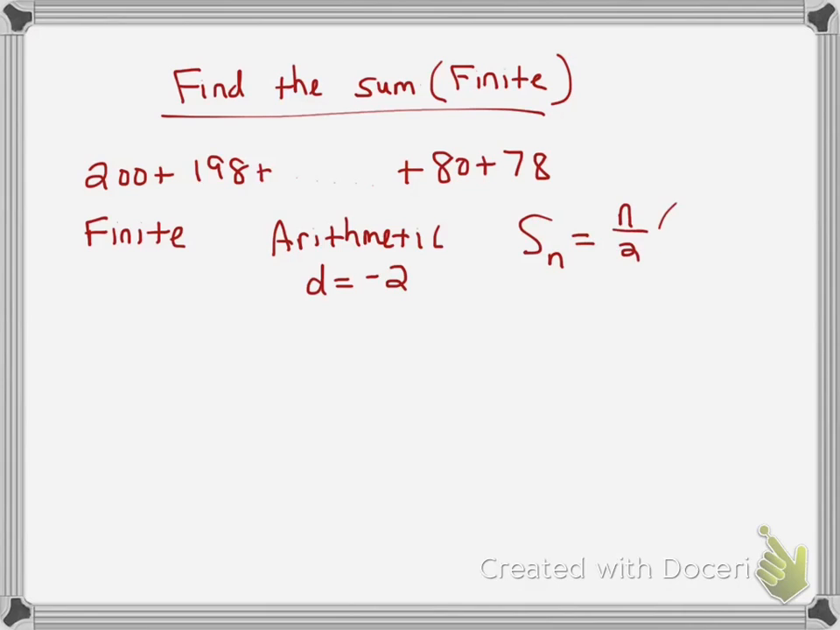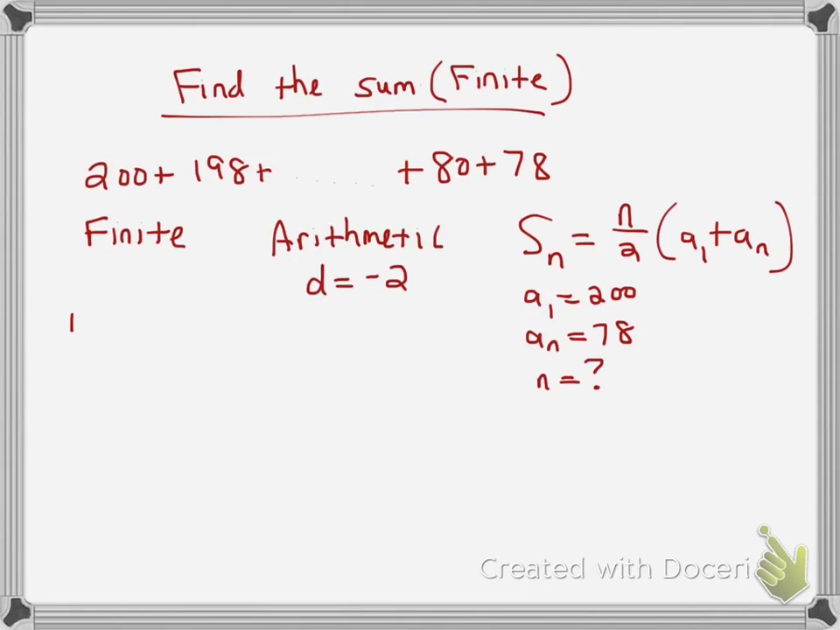So the sum of a finite arithmetic series is going to be Sn equals n divided by 2, times a1 plus an. So there's 3 things that we need to know. We need to know how many terms we're totaling, what's my first term, and what's my last term. Well, they gave us our first term, it's 200. They gave us our last term, it's 78. We just don't know how many numbers there are.